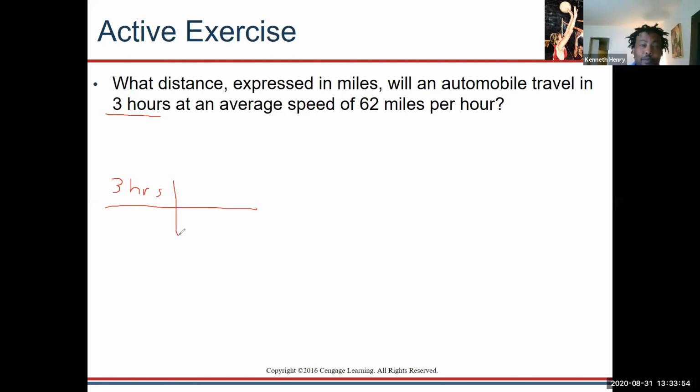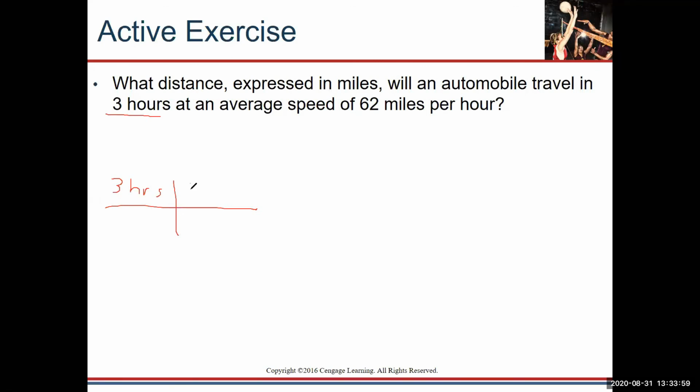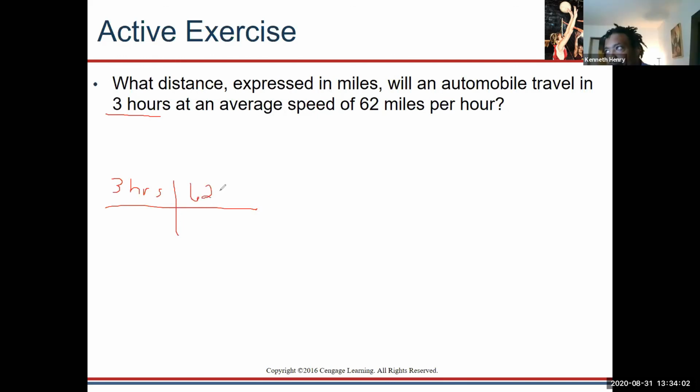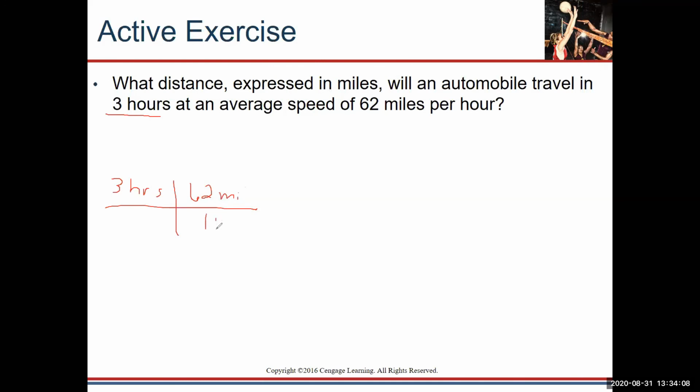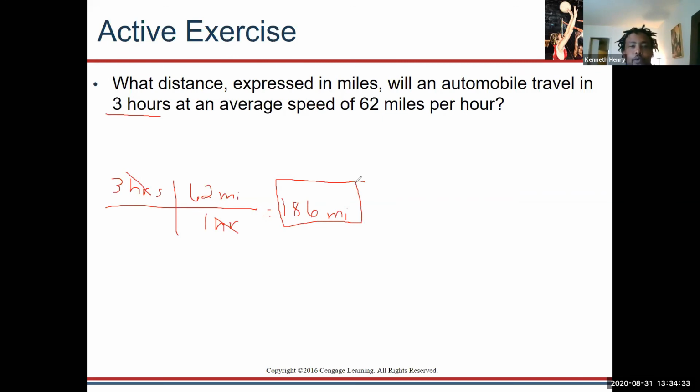Okay, so now we can use our equivalency. So am I going to put the 62 miles on the top, or am I going to put the 62 miles on the bottom? On the top. And then that means by default, the 1 hour is going to go on the bottom. Yeah. So then the total will be 186 miles. Okay. Since we cancel out the hours in the dimensional analysis. That was easier than I thought. I thought too much into it. That's usually what happens. Or you get caught up in the word problems.